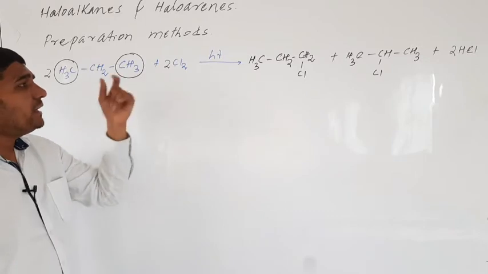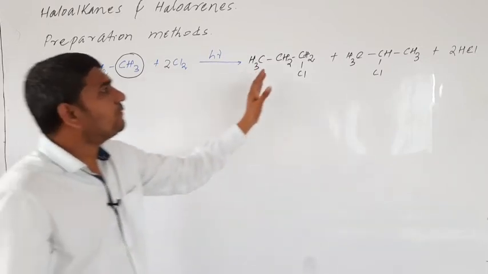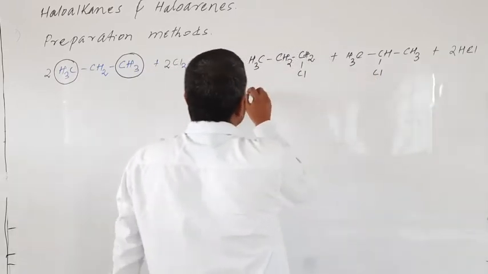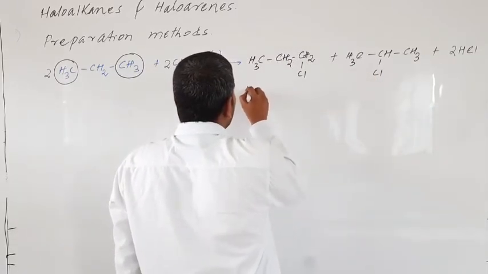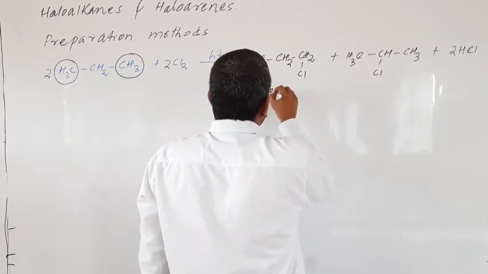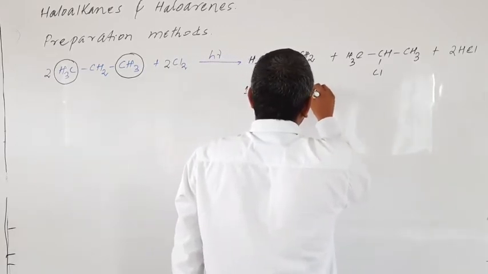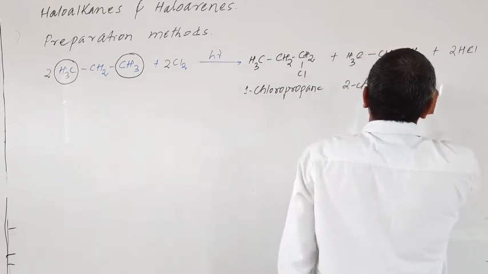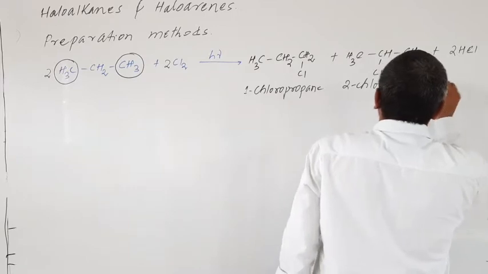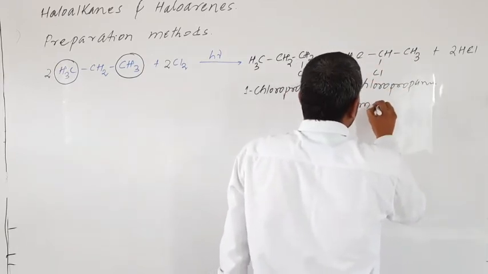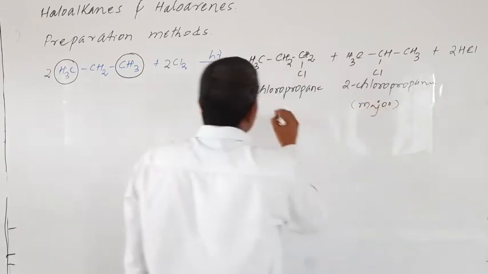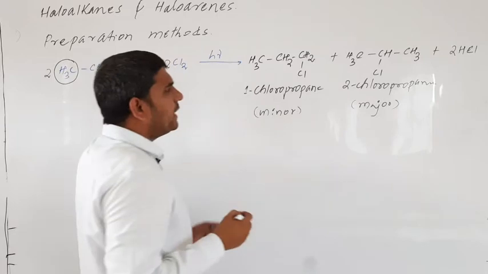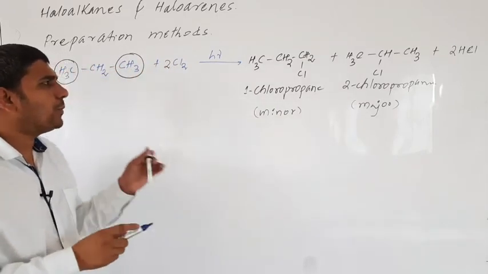Now over here I have written two products, but out of the two products which one is the major and which one is the minor? This first one is 1-chloropropane. The second one is 2-chloropropane. But which one is the major product? 2-chloropropane is the major and 1-chloropropane is the minor. Why is 2-chloropropane the major and 1-chloropropane the minor?